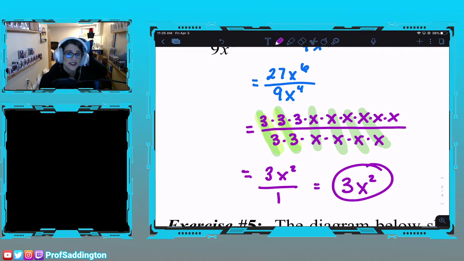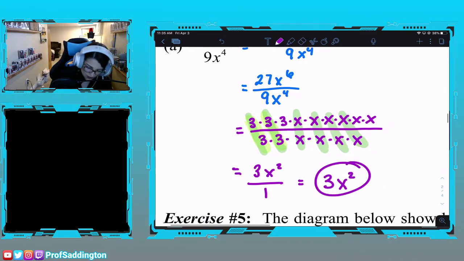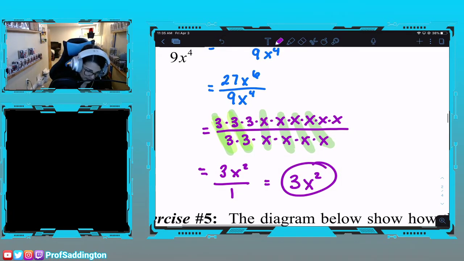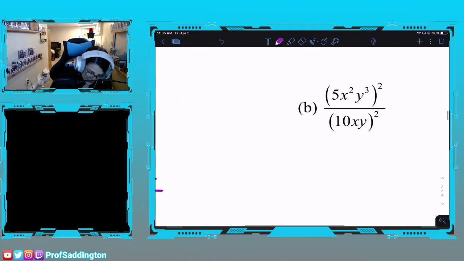If you were doing it a shorter way, you could have just asked yourself, what is 27 divided by 9? Well, that's 3. And then x to the 6th over x to the 4th. Well, 6 minus 4 is 2. So again, definitely another shorter way to do it, but I'm just going to expand it out for your notes. Okay, one more example.